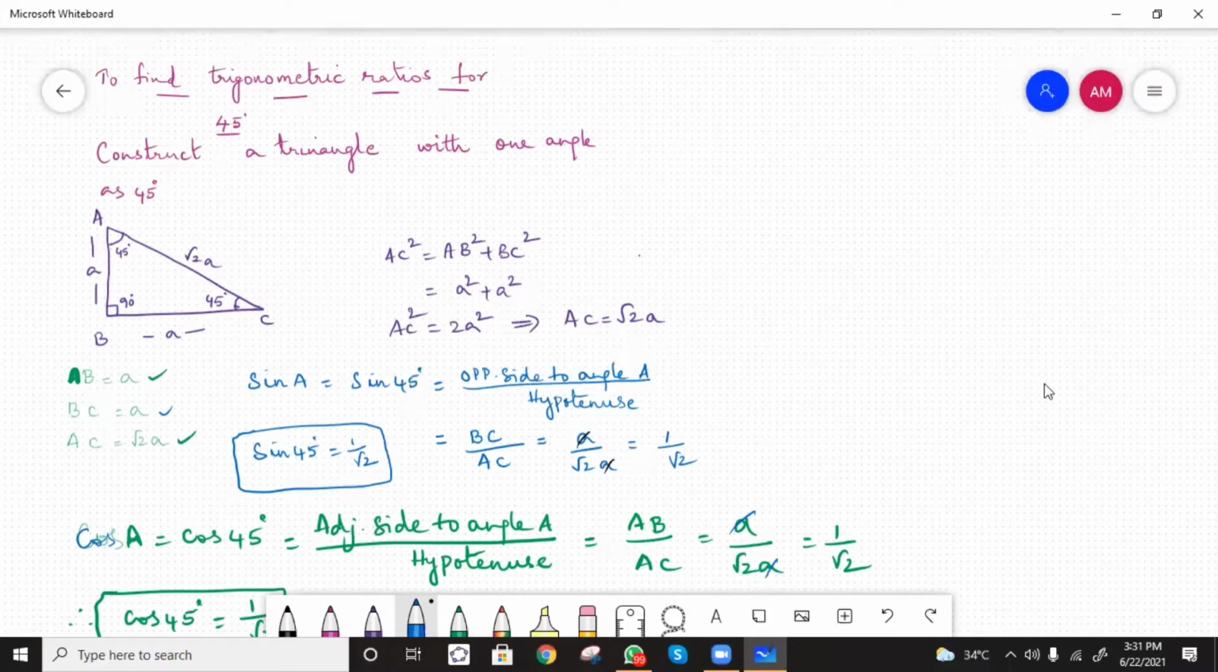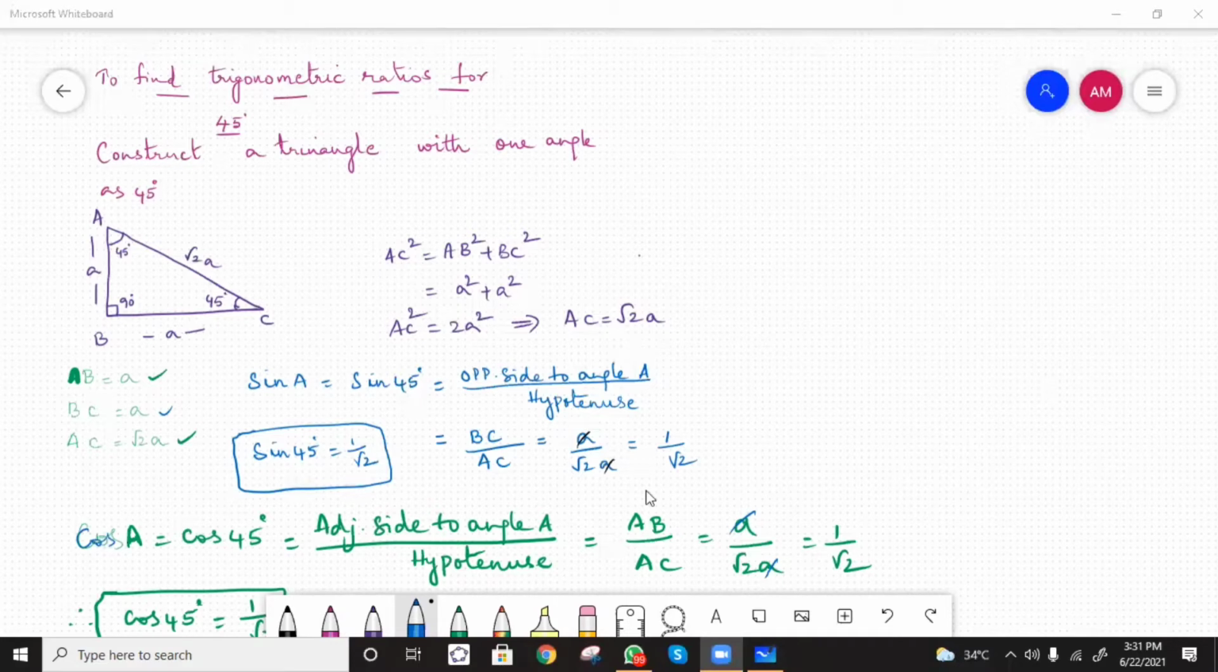So what is sin 45? What is the value of sin 45? 1 by root 2. Very good. What is the value of cos 45? 1 by root 2. What is the value of tan 45? 1. Very good.